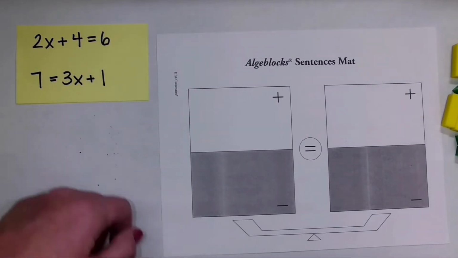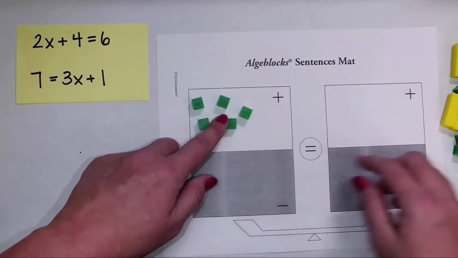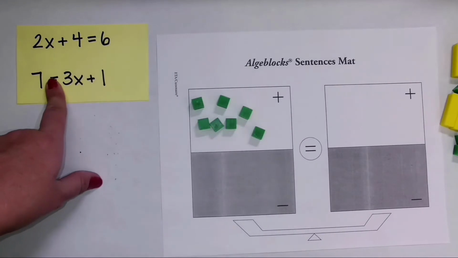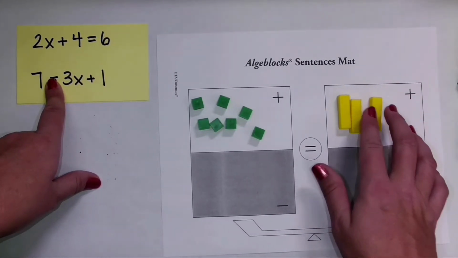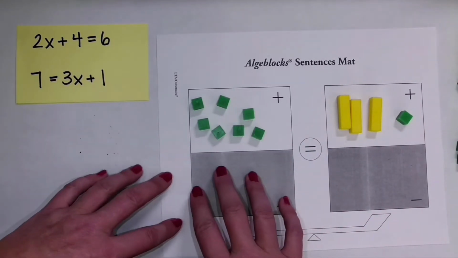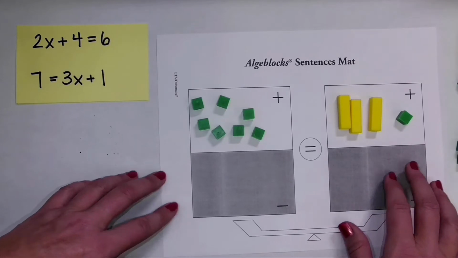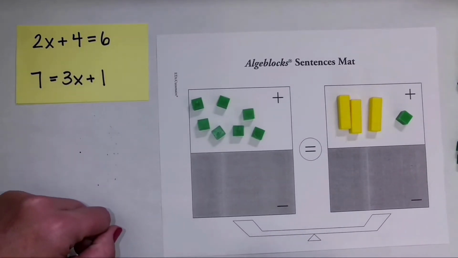So let's go ahead and look at this next problem here. I have 7 equals 3 plus x. So we're going to set up our 7 cubes on this side of the equal sign. 1, 2, 3, 4, 5, 6, 7. And that equals 1, 2, 3x plus 1. A really nice thing about using manipulatives like this is you can go around to your students and see, yes, you have this set up. 7 equals 3x plus 1.